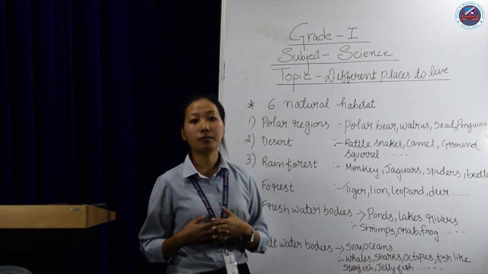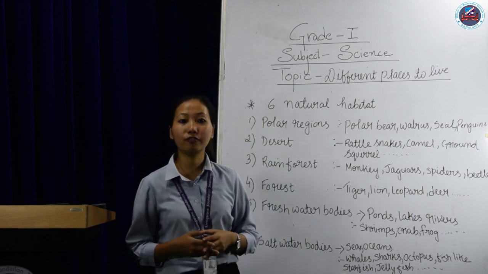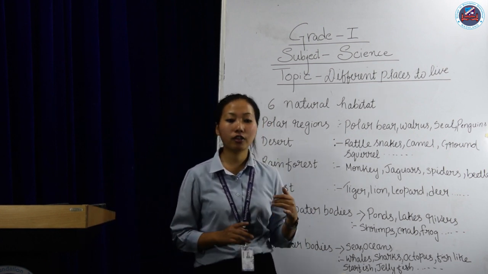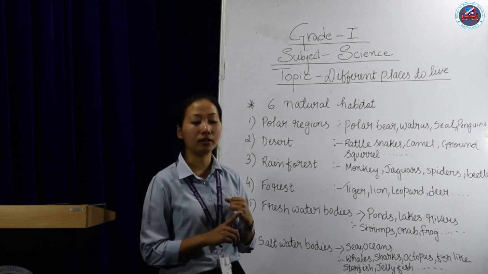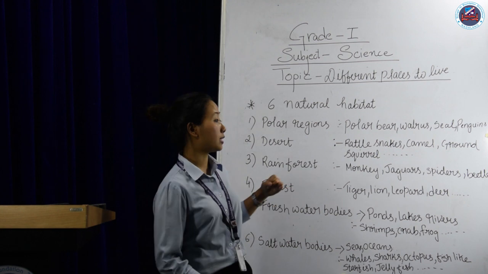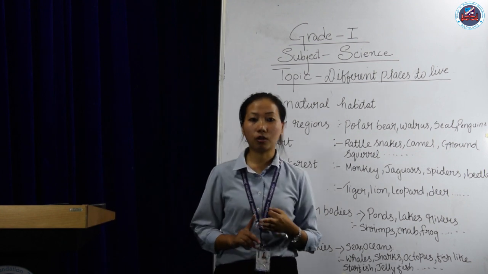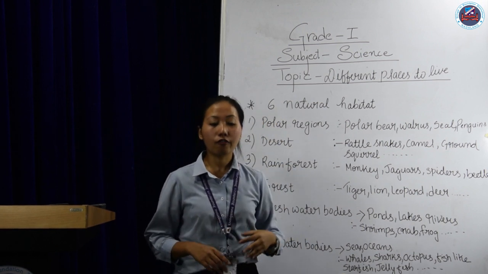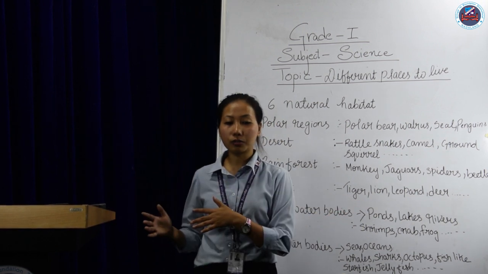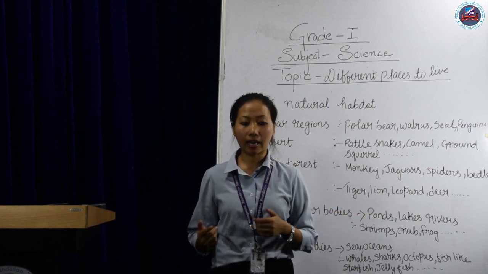Now let us summarize what we have learned from this chapter. The first one is living things depend on their habitat for survival. The second is the six natural habitats that you can see over here on the board. The third one is almost every place on earth, from the hottest desert to the coldest region, is a habitat for other kinds of plants and animals.